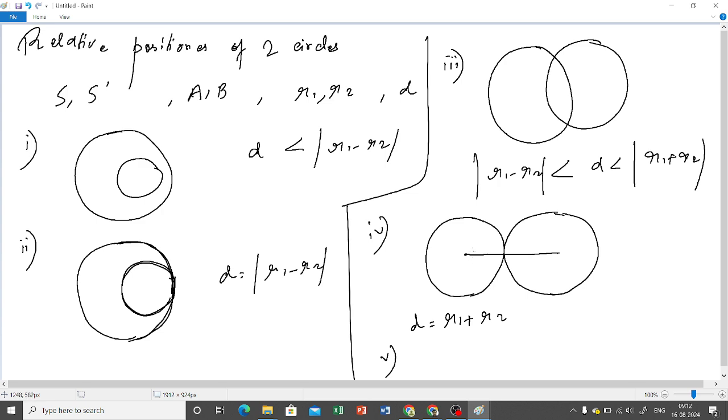Number five: the two circles completely lie outside. That means both of them do not even touch each other. This happens if D is greater than R1 plus R2, as simple as that.